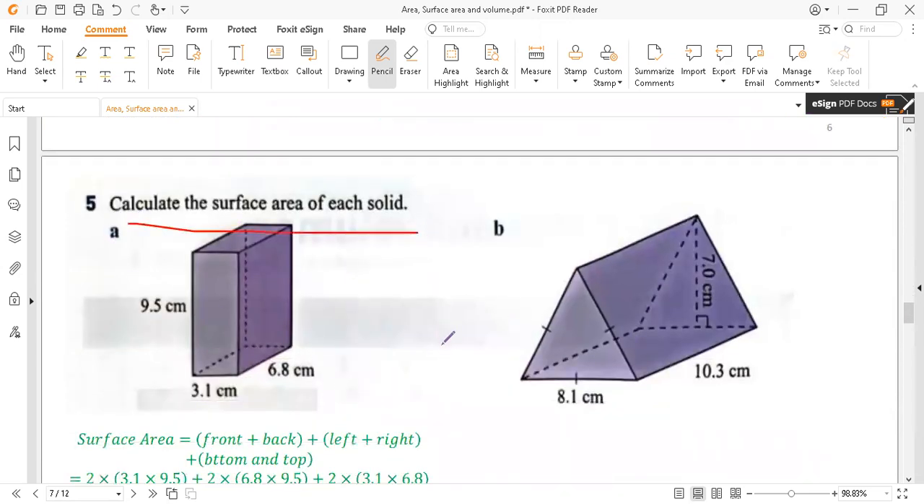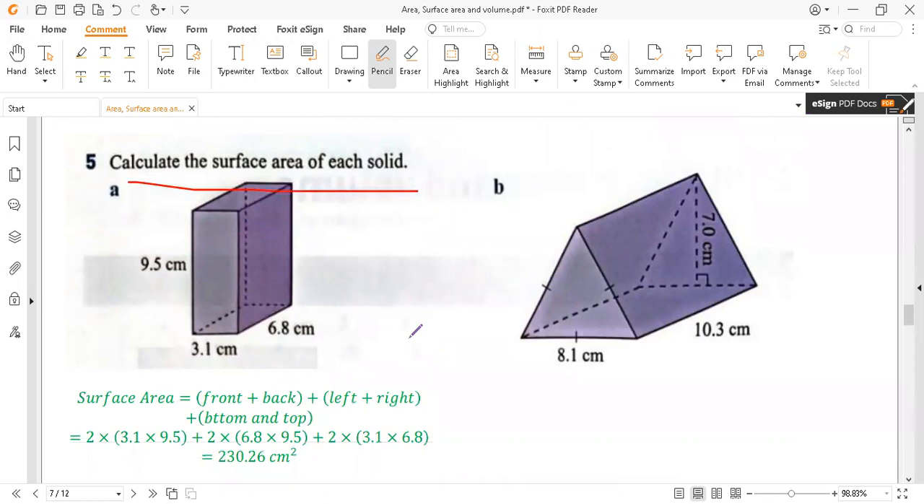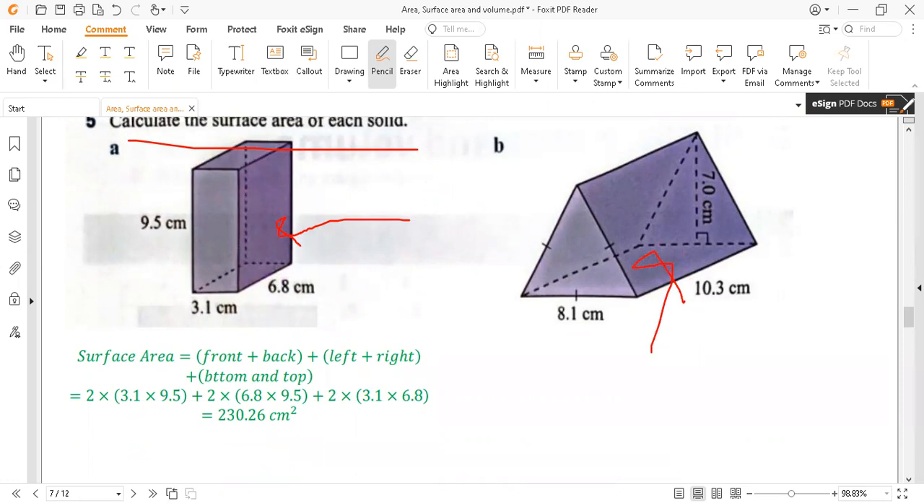In exercise 5, they ask us to calculate the surface area of each solid. Normally, we have a prism. We have a rectangular prism, and here we have a triangular prism. With the rectangular prism, we have a front and a back similar to each other, a right and a left face similar to each other, and a top and bottom, and each face is a rectangle, so length by breadth.